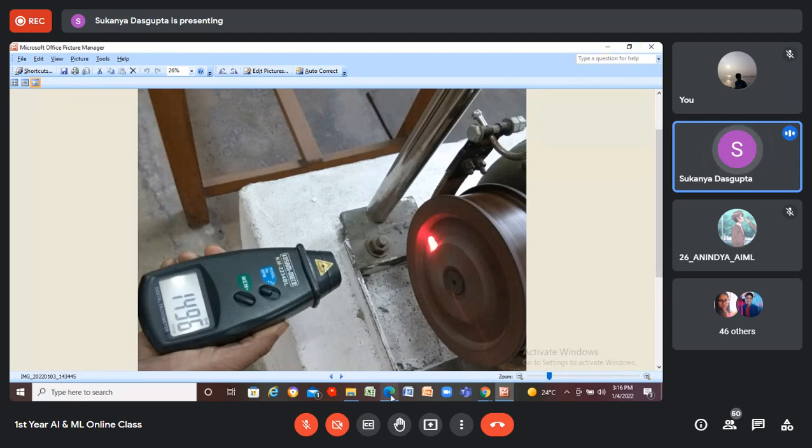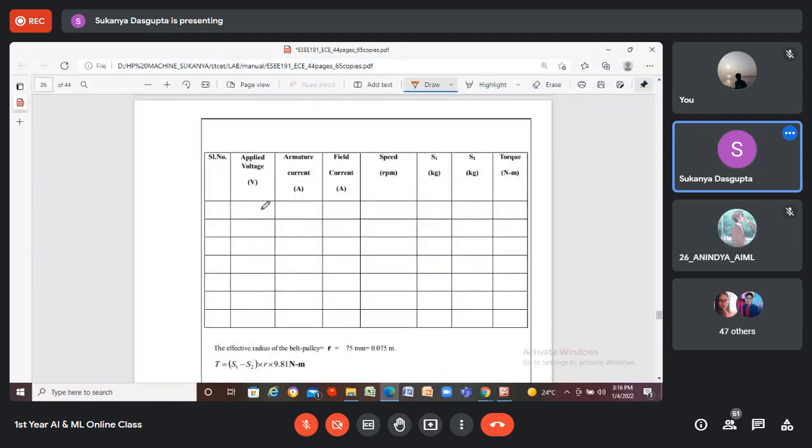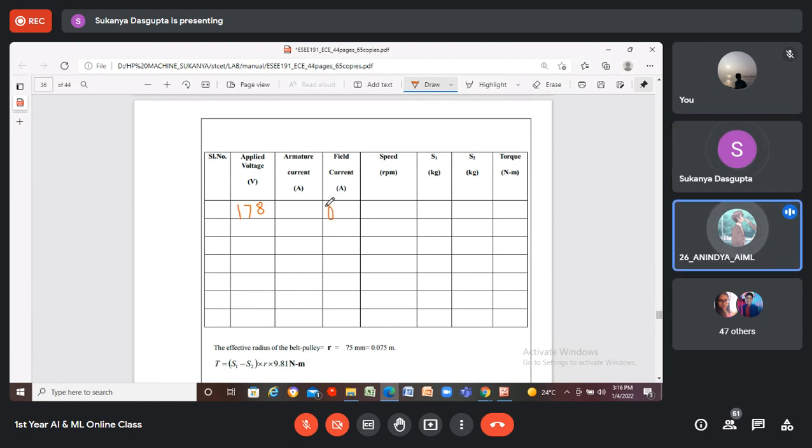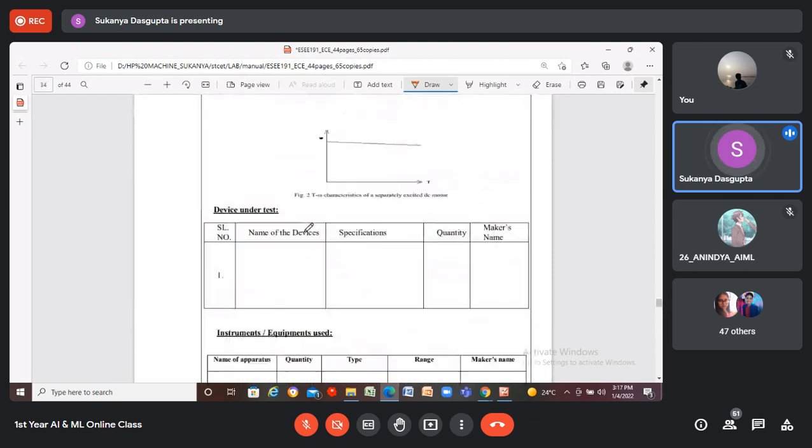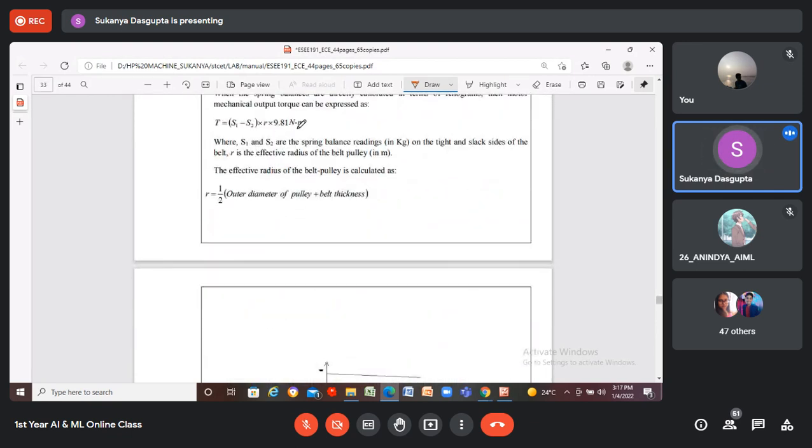So we'll write this data in the data table. First, voltage is 178. Armature current is... Ma'am, 0.25? No, 0.25 is the field current. 1496 RPM. Let me check once again the value of armature current. And torque will be calculated by using this formula, (S1 minus S2) into R into 9.81, in Newton meter.